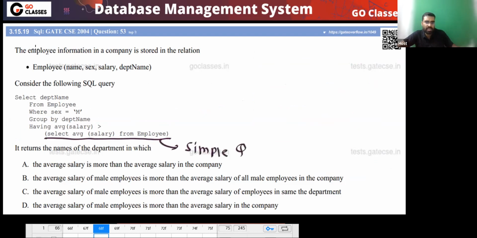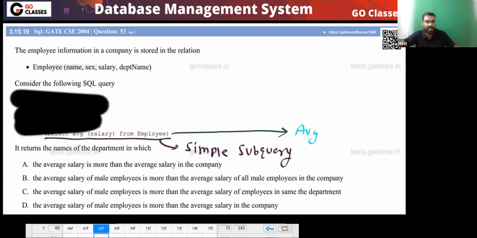Is this correlated or simple? Tell me. This is simple, right? So what does this simple query do? Select average salary from employee. So this basically gives you the average salary of all employees.